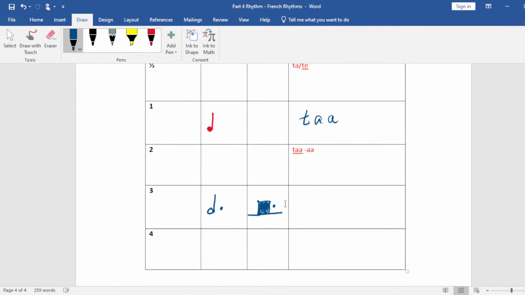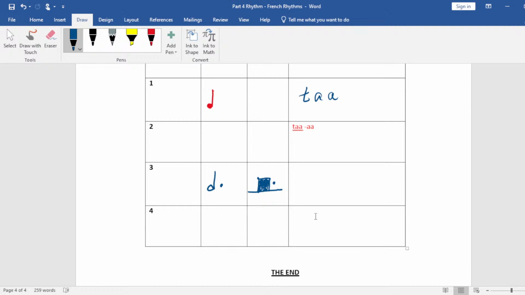You could be given something else. Maybe you are given this. You are now given a rest and told to write the equivalent French rhythm. Such a rest with the four counts is called a semibreve rest. So a semibreve rest has four counts. If it has four counts, then it takes ta-a-a-a, and that's how you get your semibreve rest.